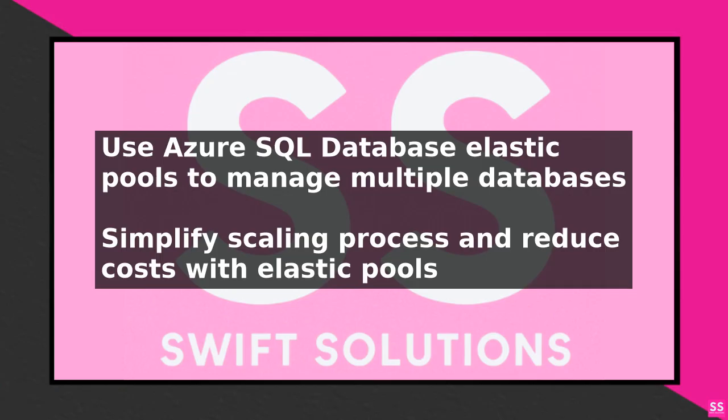To implement sharding, start by identifying the shard key, which is the column or set of columns used to determine which shard a particular piece of data belongs to. Then, create a shard map, which is a data structure that maps each shard key to a specific shard.